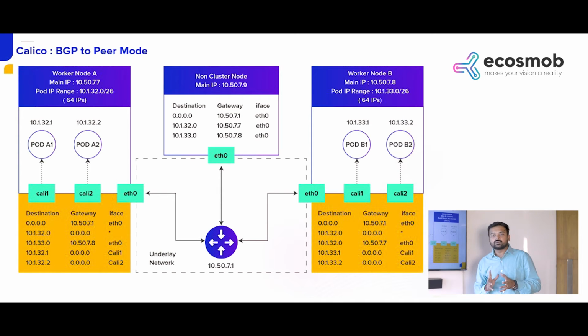When you configure the Calico plugin with Kubernetes, it will assign a set of virtual IPs to each and every worker node. For this example, you can see the pod IP range assigned to worker node A is 10.132.0. So 64 IPs come under this CIDR. Worker node B also has 64 IPs, but its range is different, 10.133.0. Whenever any pod spins up on this particular worker node, it gets one of the IPs assigned from this range. All of this is managed by Calico. We don't have to worry about it. Calico just does it out of the box.